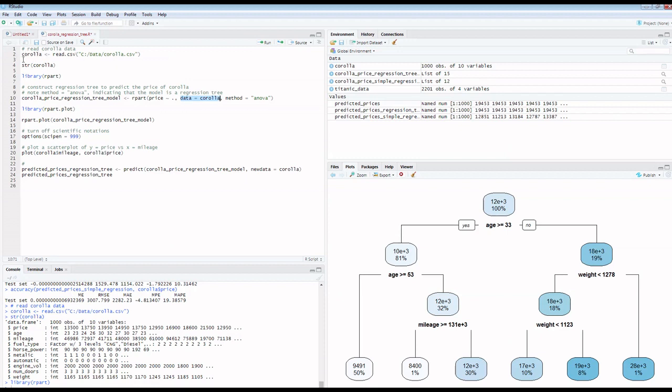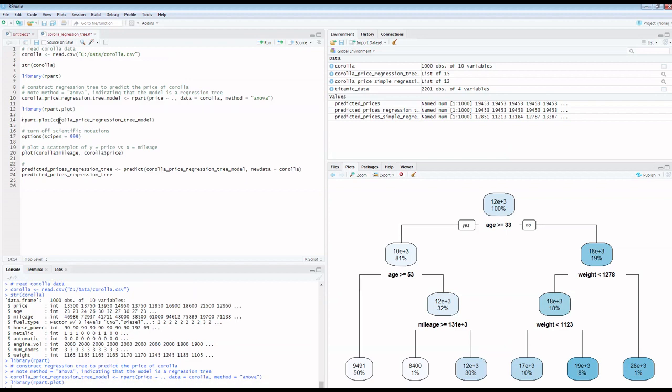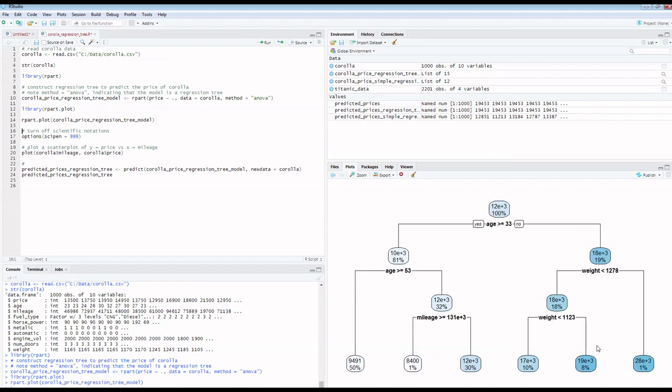So I'm not splitting right now for training and validation set, it's all training. And the method, instead of class, which means classification tree, I say ANOVA, which means regression tree. Okay, so I'm going to run this model, and after that I load the library rpart plot and plot my model. So the picture is right here.